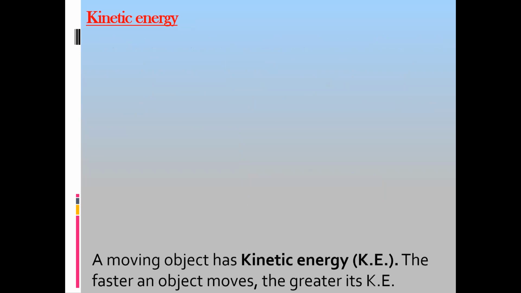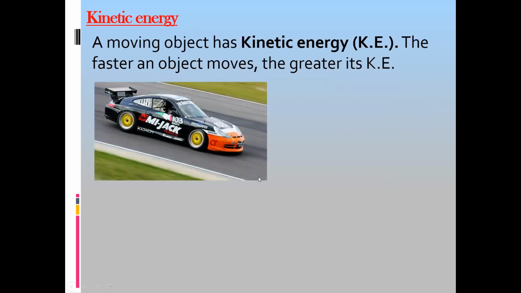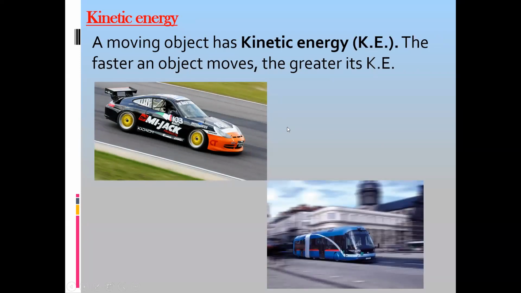The second kind of energy is called kinetic energy. What is the meaning of kinetic? The term kinetic refers to moving. Anything which is moving is known as kinetic. So the energy which moving objects have, any kind of motion, like here you can see a sports car moving on the track, so it will have kinetic energy. A bus moving on the road also has kinetic energy.